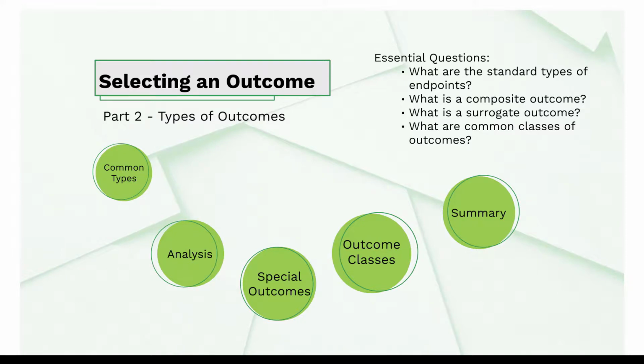In this presentation, we'll talk more specifically about the types of outcomes that are available. So once you've thought through the general questions and you've selected an outcome, we need to really consider what are the standard types of endpoints? Is it a composite outcome? Is it a surrogate outcome? And what are the common classes of outcomes?